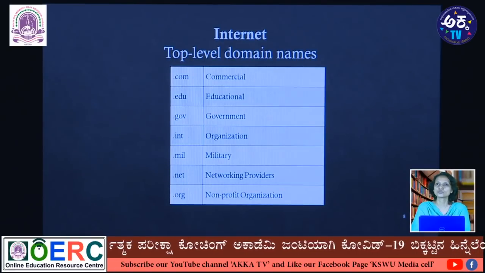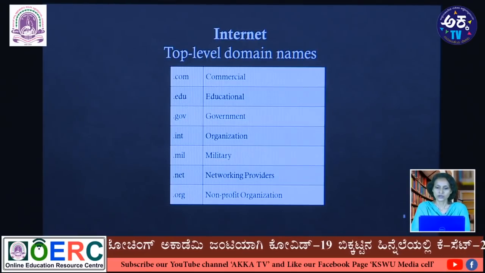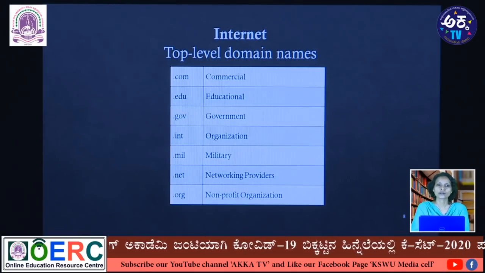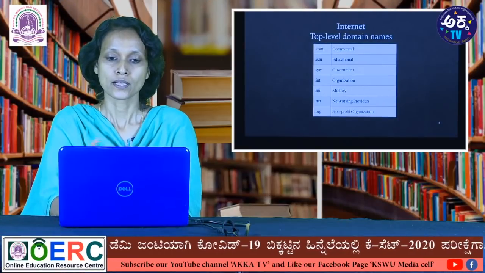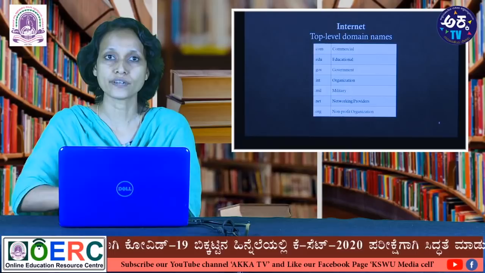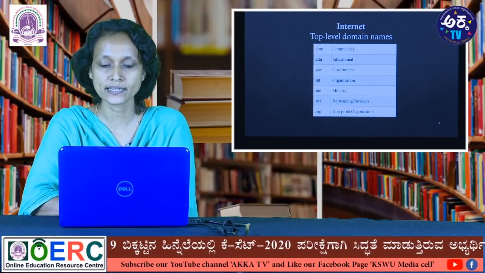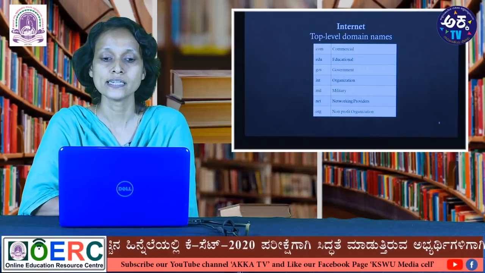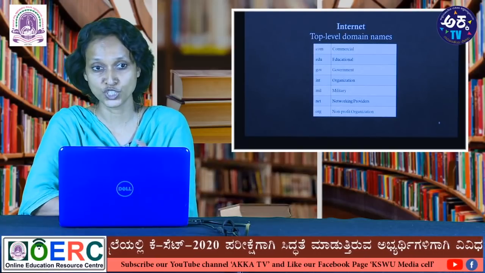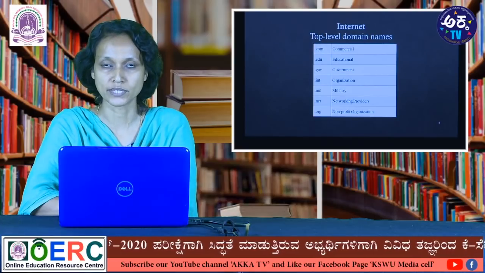Those are used widely for registering your website. There are different domain names that we have listed here. The very first one is .com. This .com tells that when you say www.gmail.com, it means it is a commercial website.